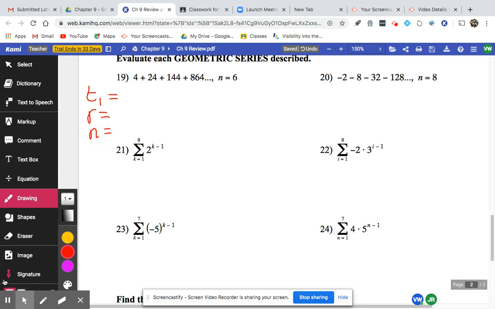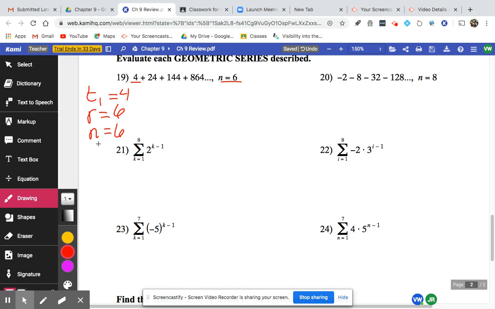Here they tell us n is 6. Cool. Our first term is 4, even better. Now this is geometric, which means that we need to multiply by the same number to get from one number to the next. So 4 times what is 24? That's 6. 24 times 6, is that 144? Yes, it is. 144 times 6 is 864, and so on and so forth.